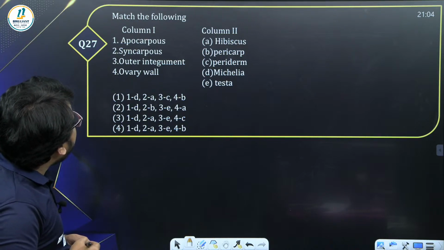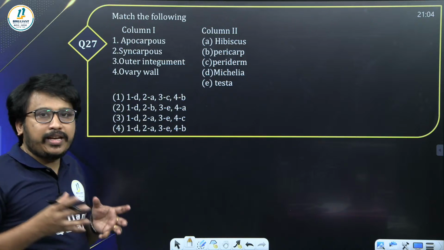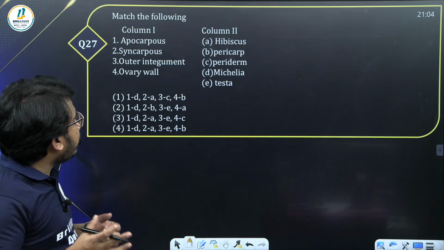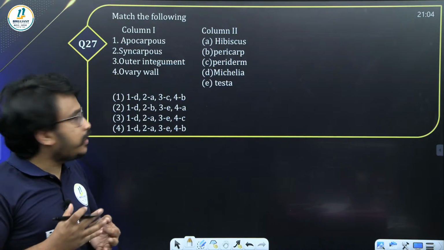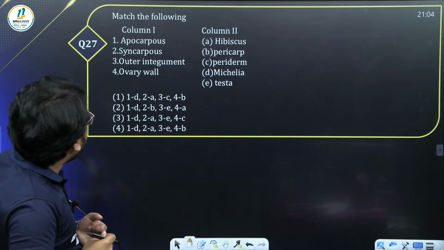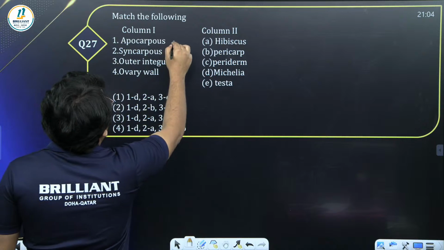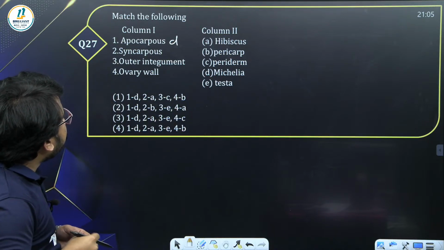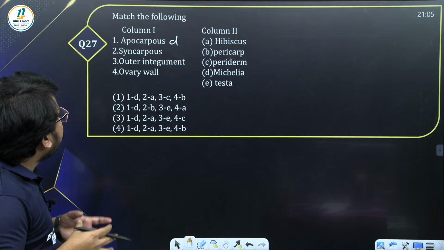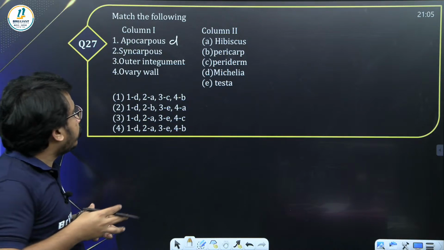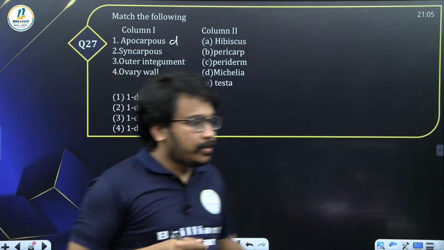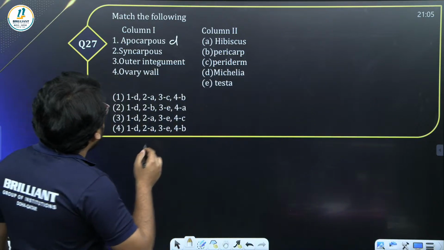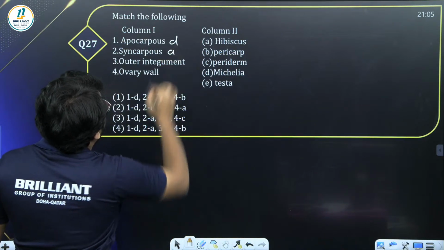Apocarpus. Apocarpus means you can see many carpels are present and the carpels are free. That is seen in lotus, rose, michelia and all. So michelia, it is apocarpus. Then syncarpus. Syncarpus means you can see all the carpels are fusing together. That is actually called as syncarpus. So syncarpus example is hibiscus.